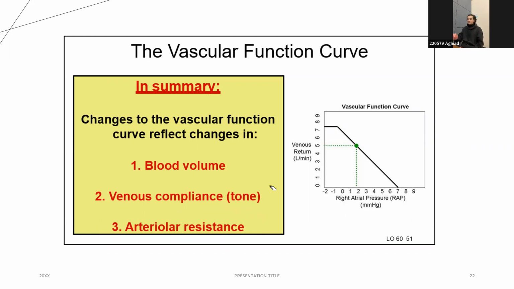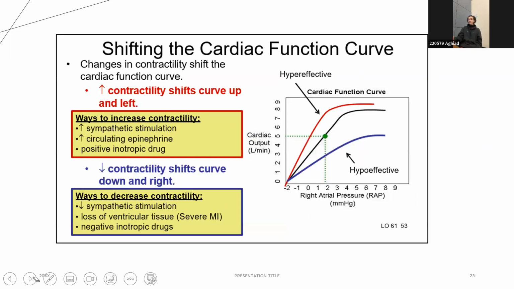Okay, let's continue. Now, cardiac function. We talked about venous function. Cardiac function, as you can see, is a totally different graph. It doesn't go that way; it's the opposite. Shifting the cardiac function curve: changes in contractility shift the cardiac function curve. Increased contractility shifts the curve up and to the left, and decreased contractility shifts the curve down and to the right.